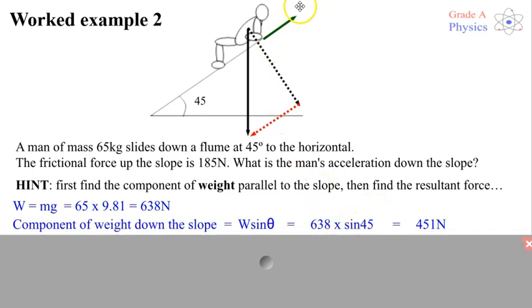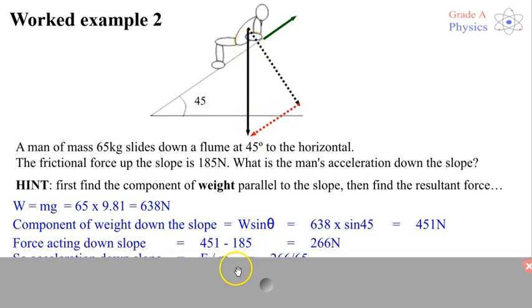So we're interested in the motion down the slope. So the first thing we have to do, as per the hint, is to calculate the component of weight down the slope. So we have W sine theta. Theta is 45. We've got the weight 638, and we get the component is 451. So that's the red arrow here. Now we could calculate the perpendicular component if we wanted to. We don't need to in this case, but in another question that might be useful.